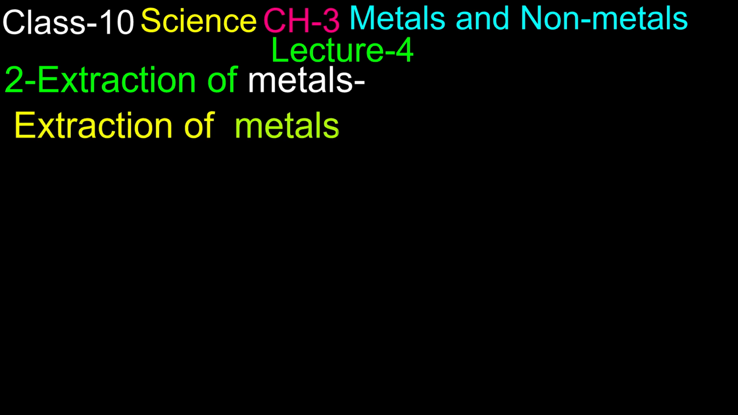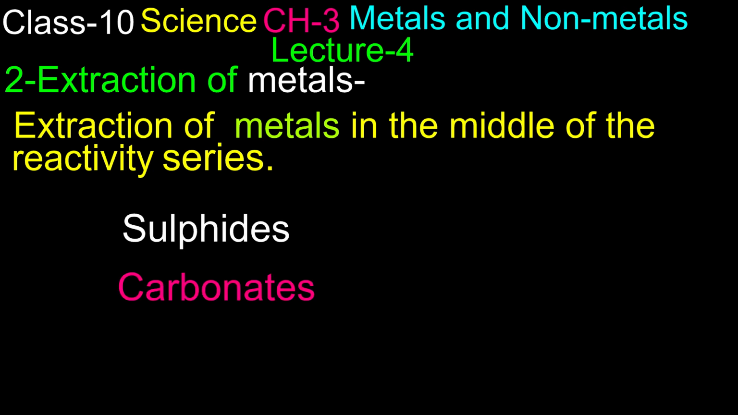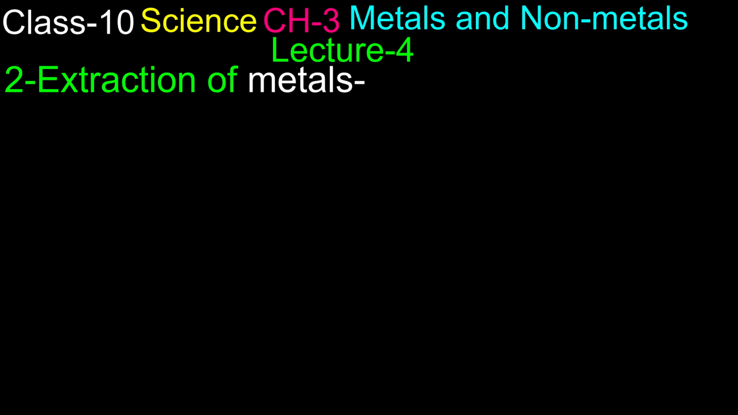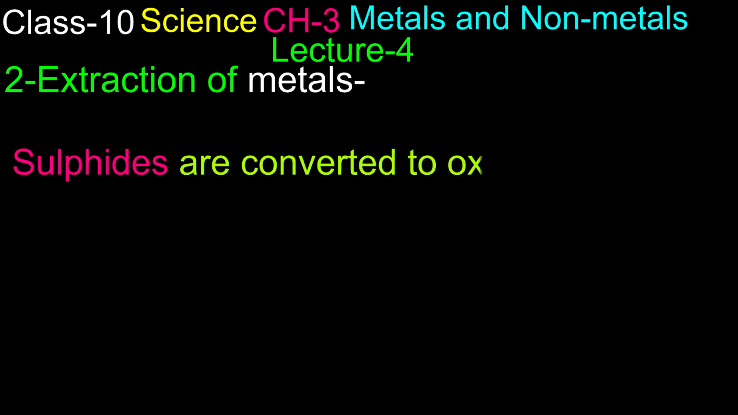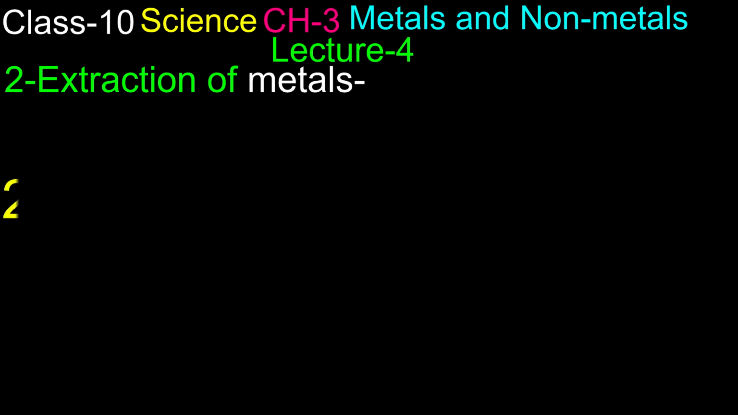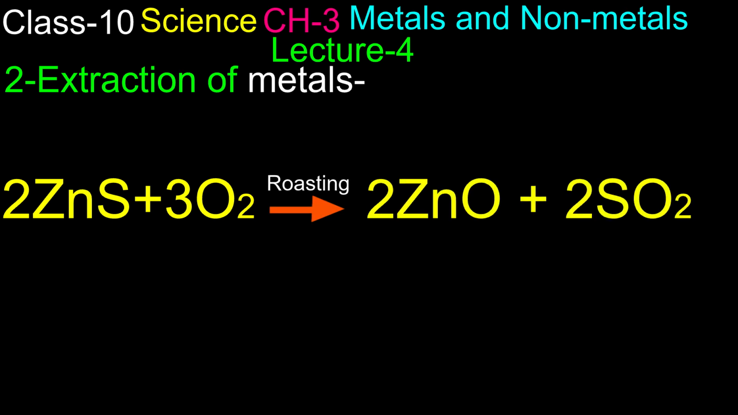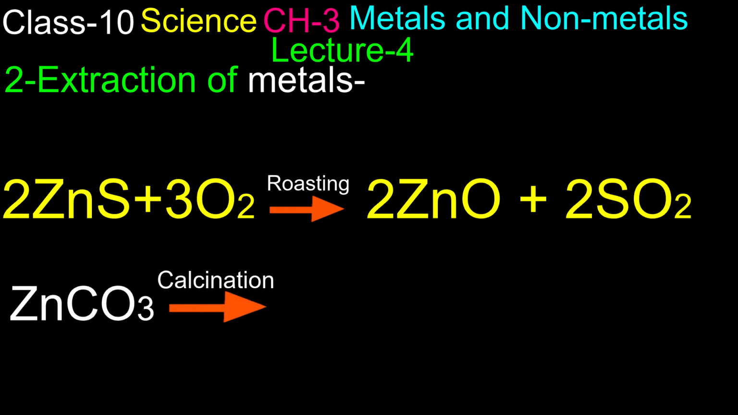Extraction of metals in the middle of reactivity series. Generally, these metal ores are sulfides, carbonates, and oxides. Sulfides are first converted to oxides by roasting and carbonates to oxides by calcination. For example, zinc sulfide or ZnS plus O2 on roasting produce ZnO plus SO2. And zinc carbonate or ZnCO3 on calcination produces ZnO plus CO2.